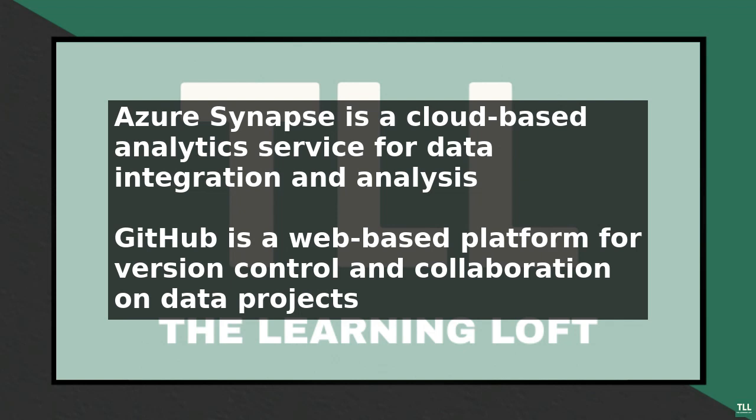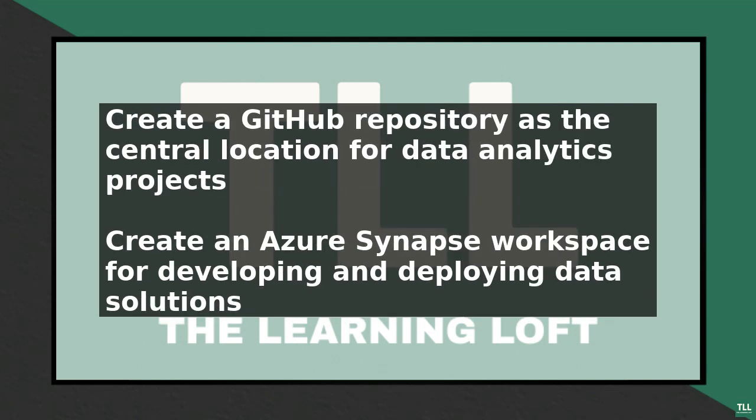Azure Synapse is a cloud-based analytics service that allows you to integrate and analyze data from various sources, while GitHub is a web-based platform for version control and collaboration. Integrating Azure Synapse with GitHub enables you to manage and track changes to your data pipelines, collaborate with others, and automate deployment of your data analytics solutions.